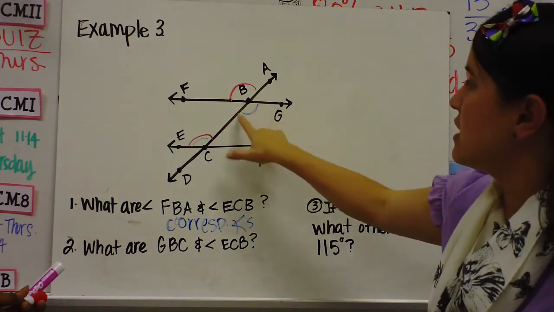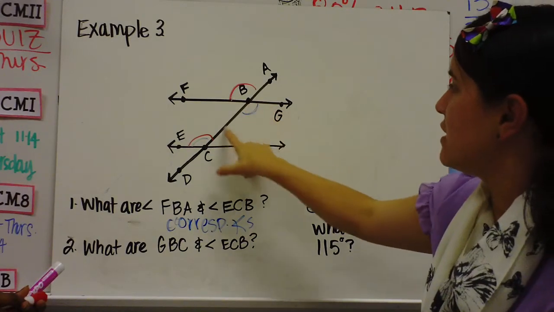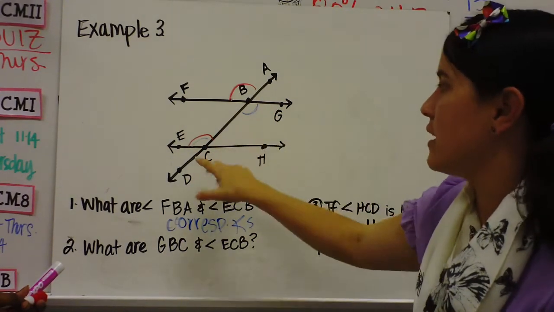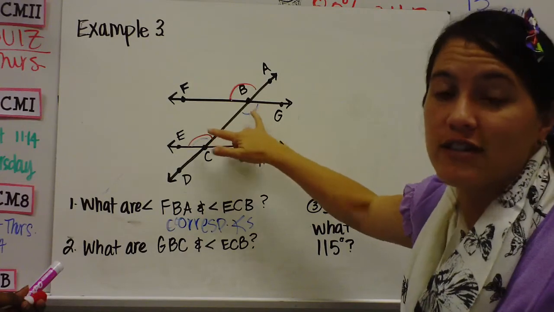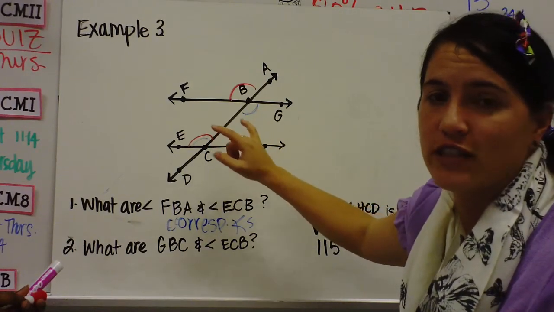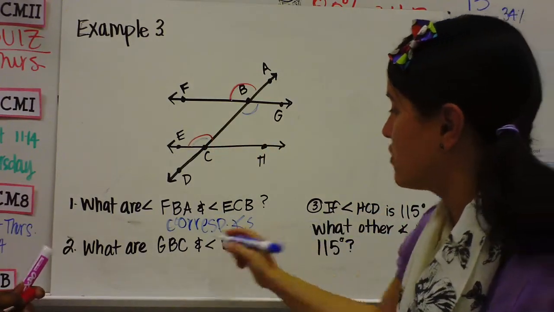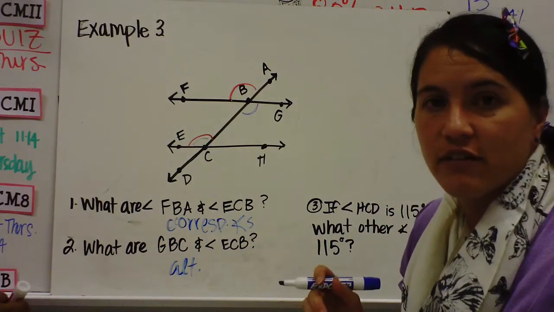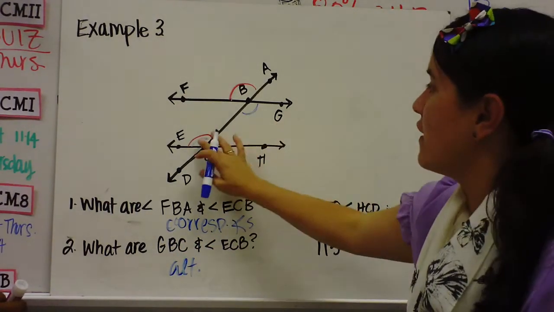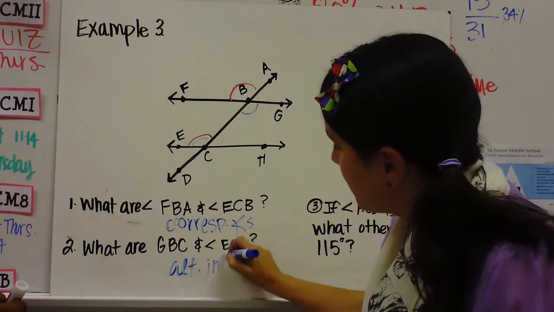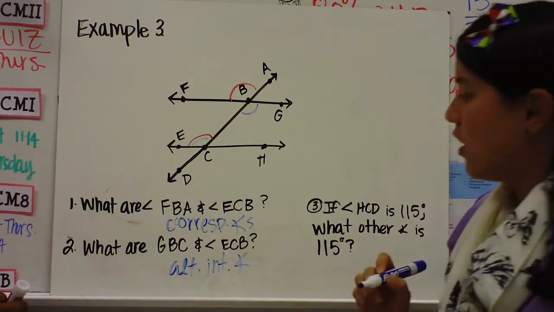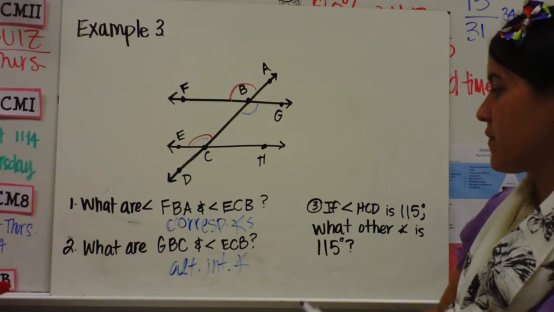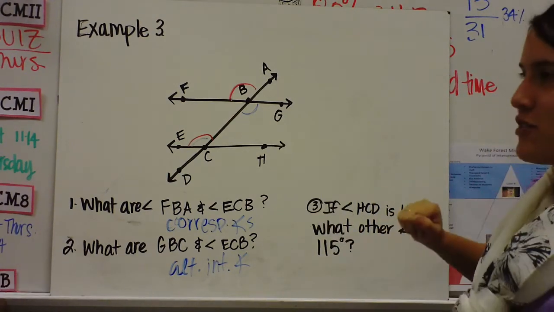What are GBC and ECB? So you see they're on different sides. So as soon as you see they're on different sides, we know that those are going to be alternate. And then you have to decide, are they interior or are they exterior? And these two angles are interior. So alternate interior angles. All right, Ms. Barnes is going to do the last question.